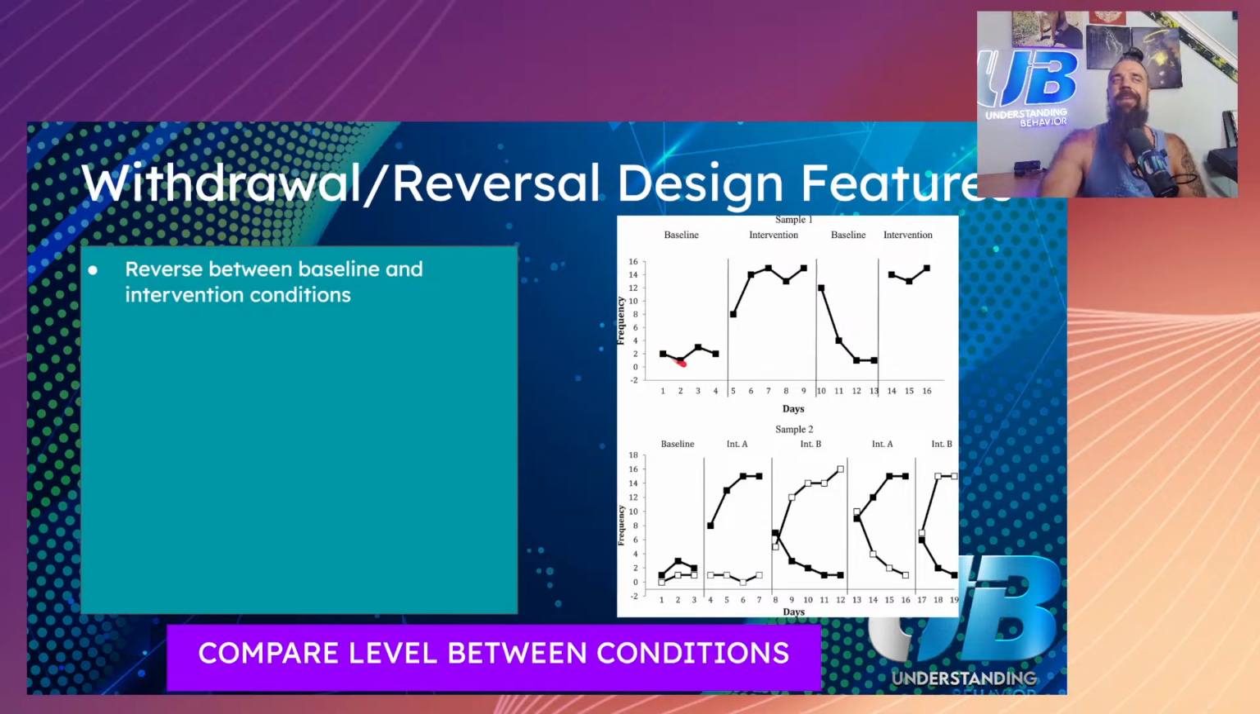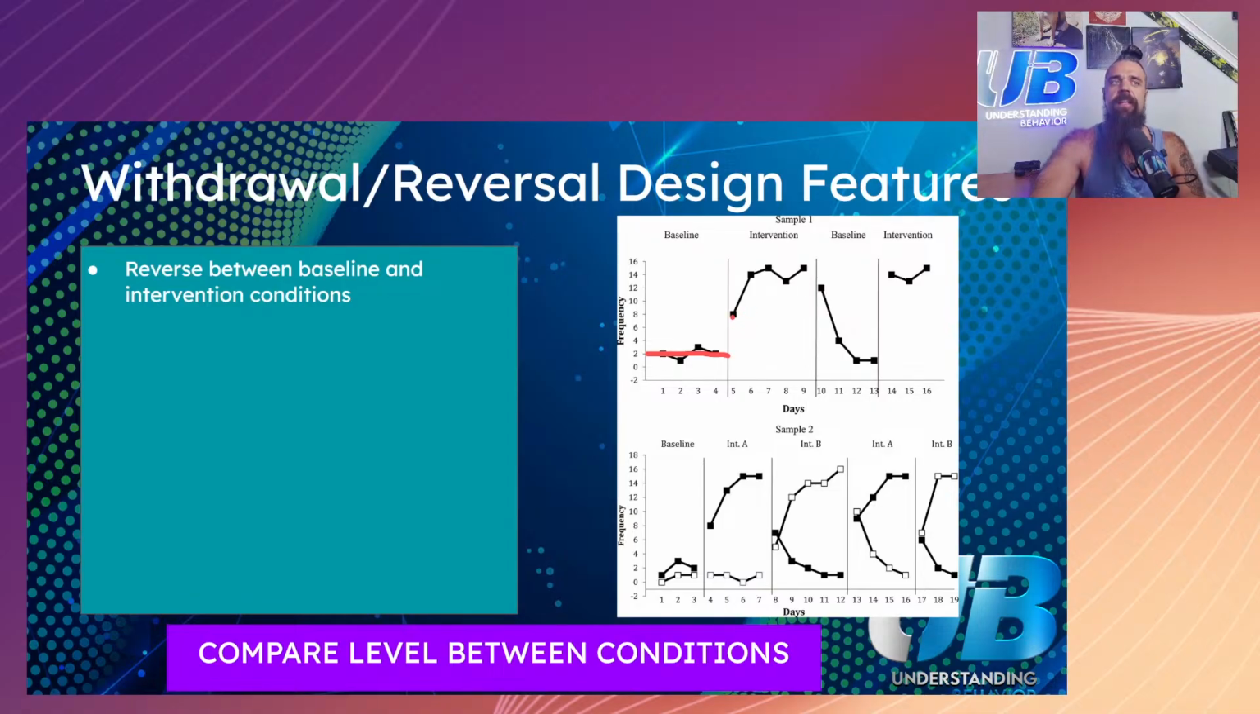In our baseline, we've got low levels of the behavior. Remember, level refers to the average of the data points in a data path. So we can estimate that by drawing a horizontal line across the data path. And we can do a similar thing for our intervention condition. Note that we kind of had like a warm-up session.